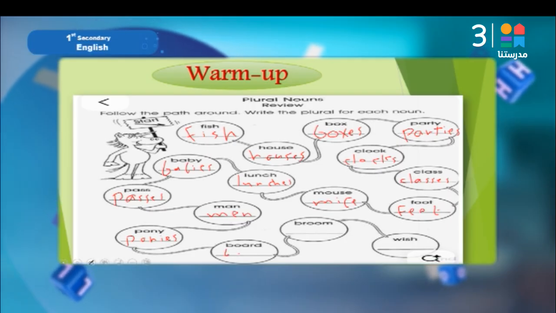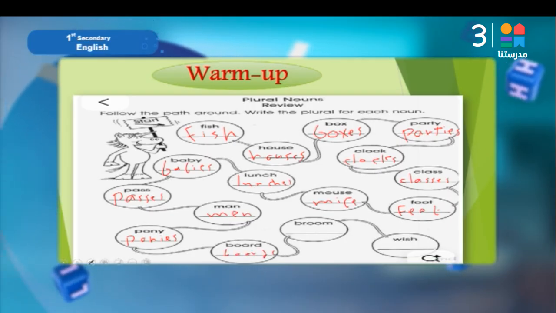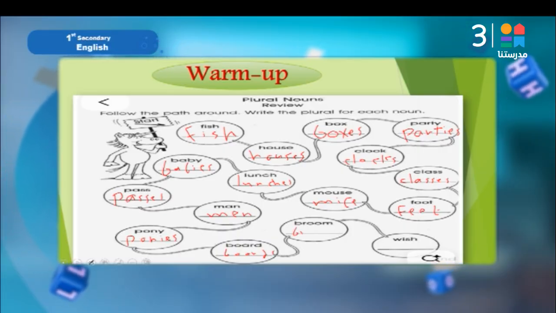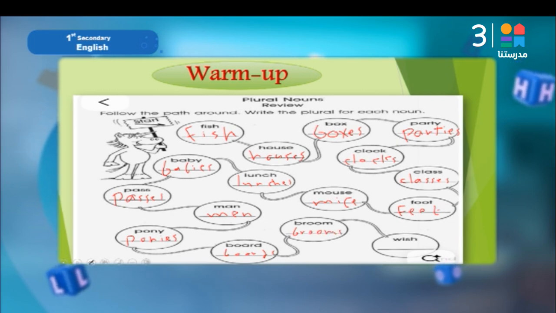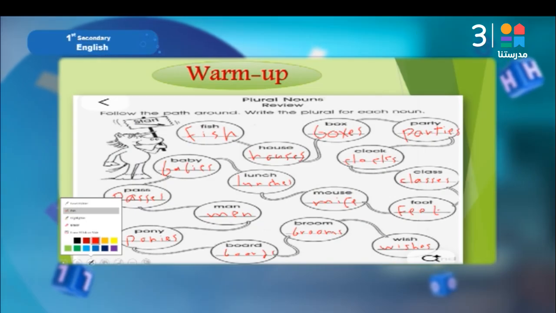Board. Boards. Well done. You killed it. Broom. Brooms. Very good. Wish. Wishes. And now it comes to the end of the game, and we have done all the chart. We just completed the chart with the plural nouns of the singular nouns that we are having here. Excellent, well done. I know that all of you there are top-notch students. Let's take another game.